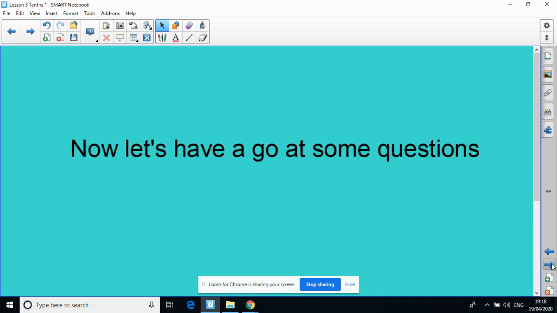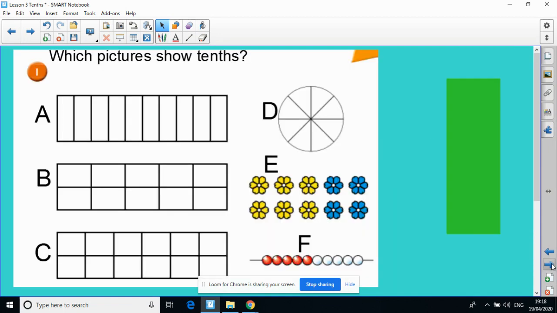Now let's have a go at some questions. Number 1, which of these pictures show tenths? Is it A, B, C, D, E, F? Write down the letters in your book.